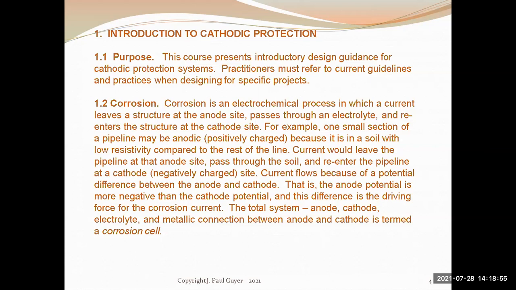So keep the picture in mind of an electrical circuit: anode, something like a zinc rod, a copper wire connecting the anode to the cathode. The cathode is your iron thing that you've got in the ground, a tank, a pipeline, etc. And then the electrolyte, which in the situations we're talking about is soil. Although there is another large category of cathodic protection situations where the electrolyte is water, like a pipeline or a tank that's in the water. So that's a corrosion cell.